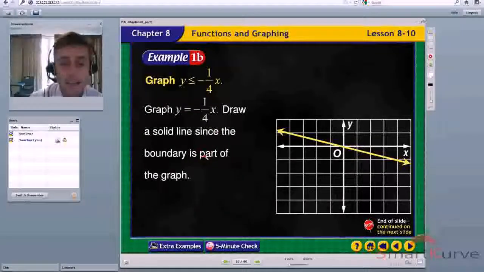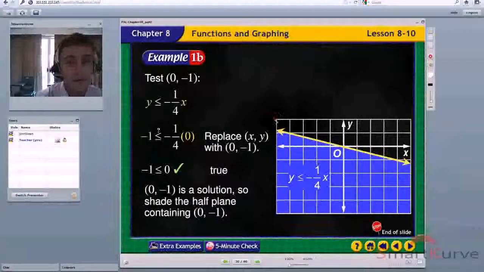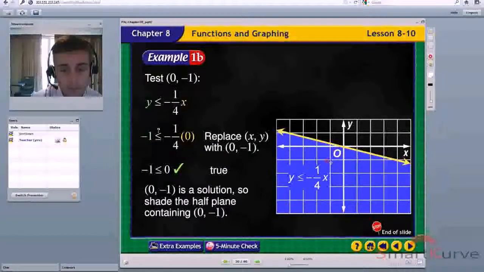Graph y is less than or equal to negative 1/4 x. Well, first graph y equals negative 1/4 x. Draw a solid line since the boundary is part of the graph. Test 0, negative 1, right here, this point. If y is negative 1, substitute the 0 in as well.